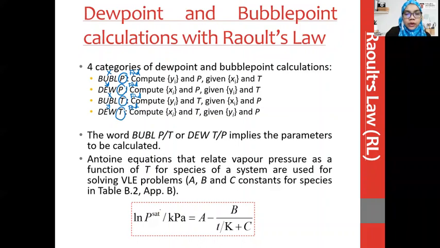The Antoine equation can be used to determine the saturation pressure for each respective species. For each pure species, we can determine the saturation pressure by referring to Table B.2, where we can obtain the values of constants A, B, and C.